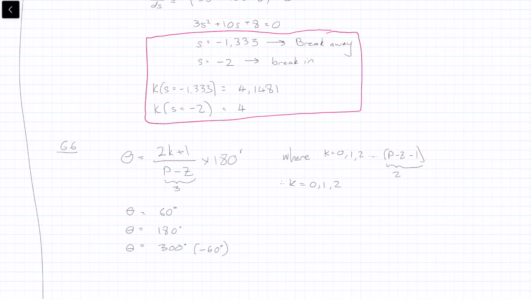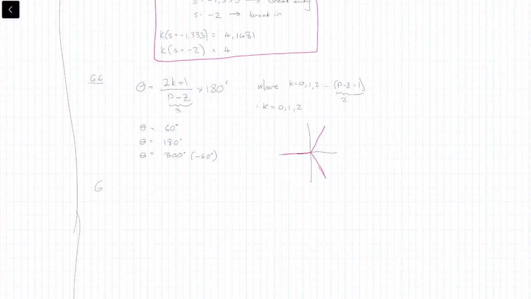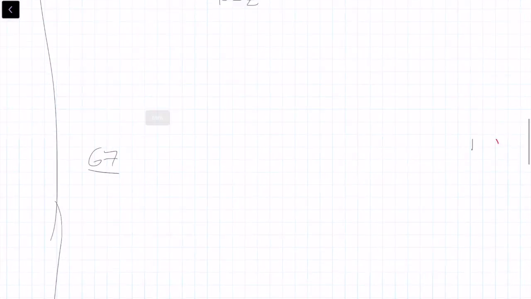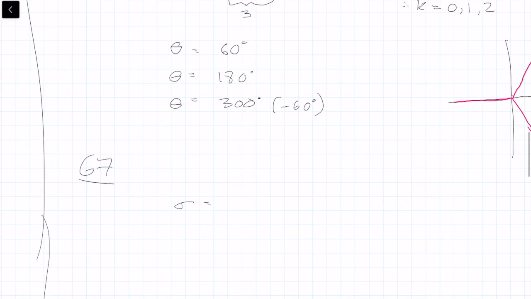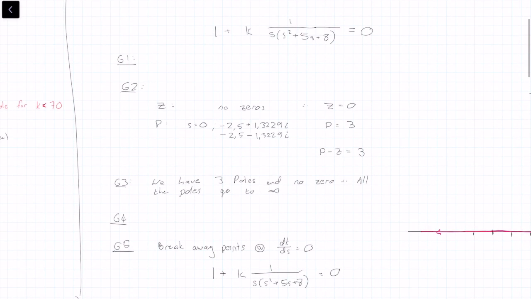So if we were to draw it on our nice axes quickly, 60 degrees is somewhere around there, 180 degrees is exactly around that line, and minus 60 or 300 degrees is like that. Okay, so that's what we expect our asymptotes to look like. Now we just need to figure out where the centroid of our asymptotes is. So we go into guide 7. And guide 7 says that the centroid is equal to the sum of the s values of the poles minus the sum of the s values of the zeros, all over the poles minus the zeros. So that's over 3.